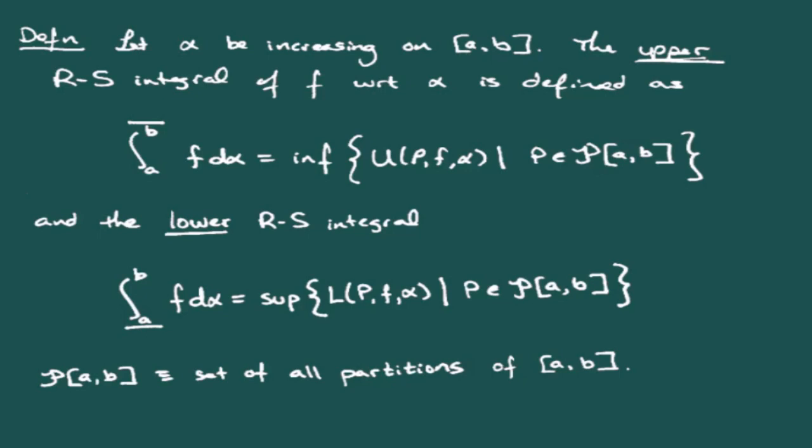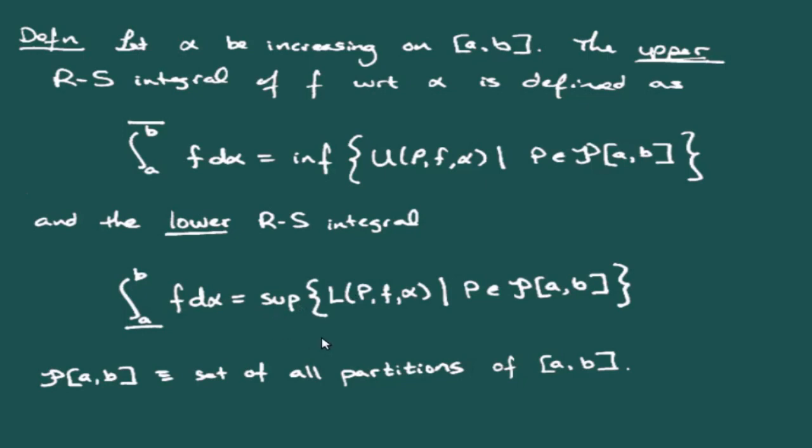If we go back and look at those definitions, all of the upper Stieltjes sums are giving us upper bounds on all of our possible Riemann Stieltjes sums. So we are taking the infimum, the greatest lower bound of all of the possible upper bounds that we can have. That's our upper Riemann Stieltjes integral.